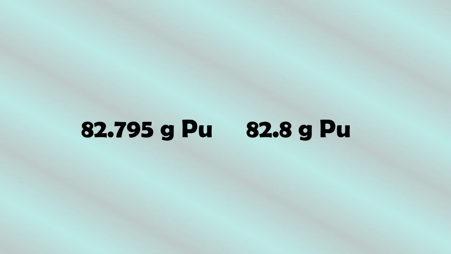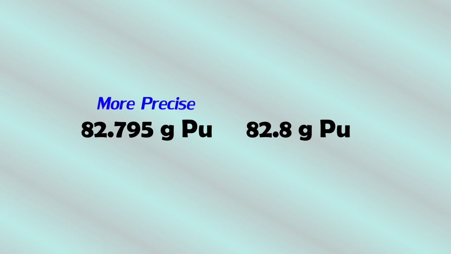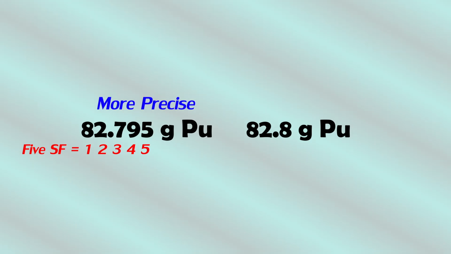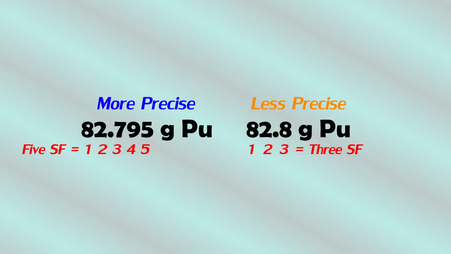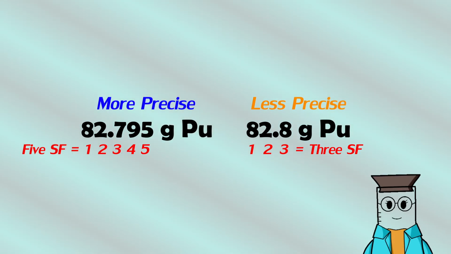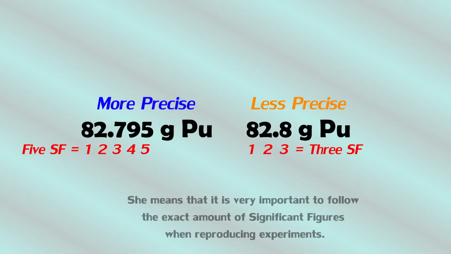So, pay attention. When you look at the 82.795 grams of plutonium, that's a more precise number. You have 5 sig figs, all right? Now, when you round it to 82.8 grams of plutonium, if you don't follow exactly what that article says, it could be a boom and everybody's dead. So pay attention to the way you're writing your numbers and the way you are reading the numbers. So that's rule number one. Digits 1 through 9 are always significant.